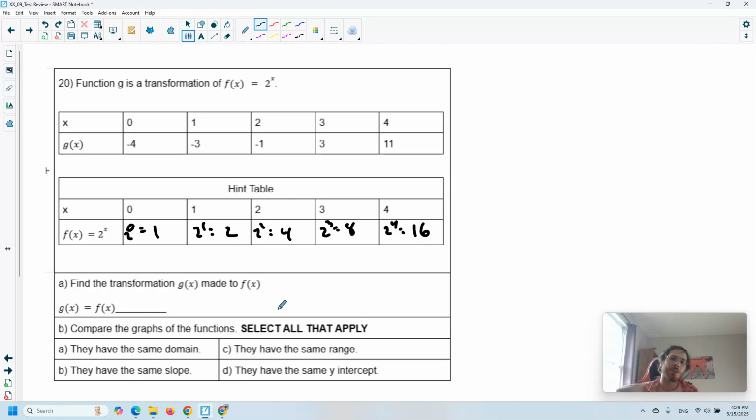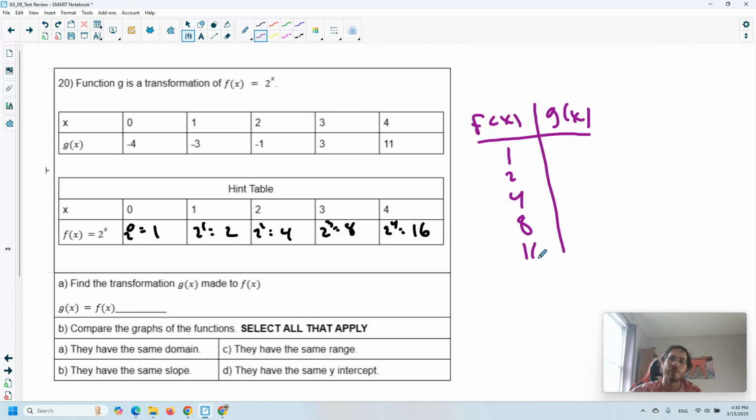All right, so we have to find out how we got g of x from f of x. So what I'm going to do is compare the values I've got, f of x versus g of x. f of x I found here, so that's 1, 2, 4, 8, 16. g of x I'm given right here, so that's -4, -3, -1, 3, and 11. Here we have to use a little bit of number sense and see what the pattern is to get from the f's to the g's.